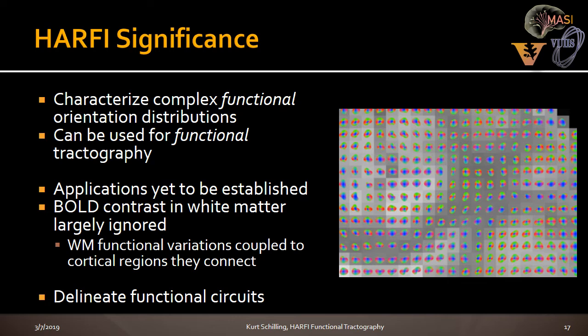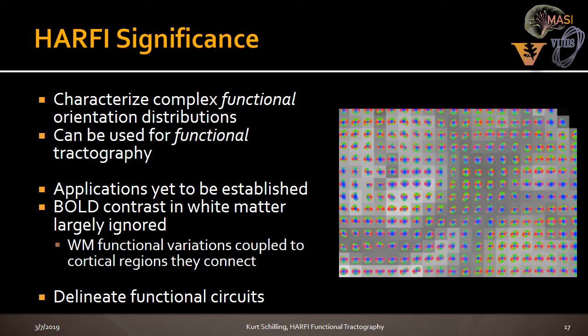So we've shown that using the anisotropic correlations of the bold signal, we can characterize complex functional orientation distributions. And these distributions can actually be used to perform functional tractography. While the ultimate significance and potential applications of HARFI remain to be established, it's already clear that these resting state signals in white matter represent some level of neural activity that has been largely ignored, and which represent functional variations that may be closely coupled with the corresponding activities in the cortical regions to which they connect.